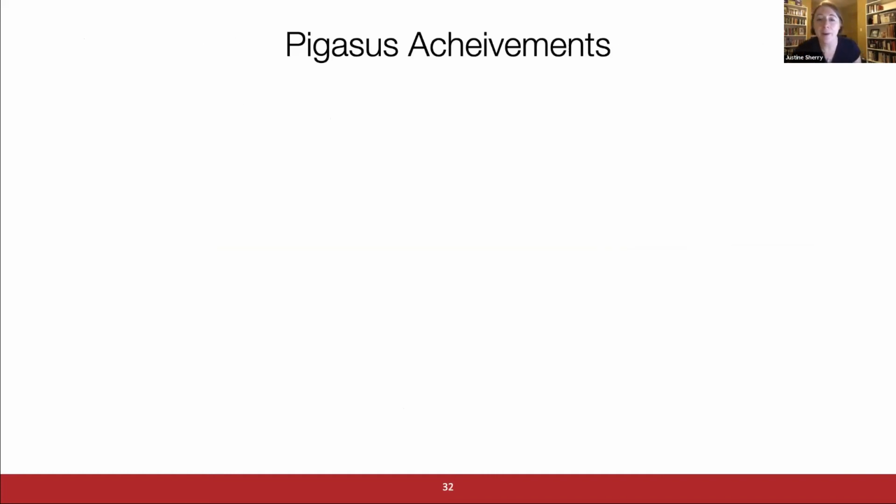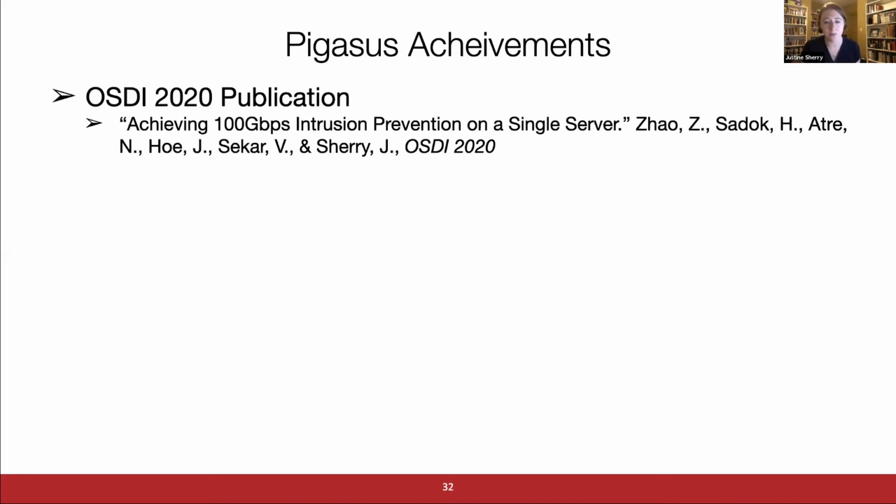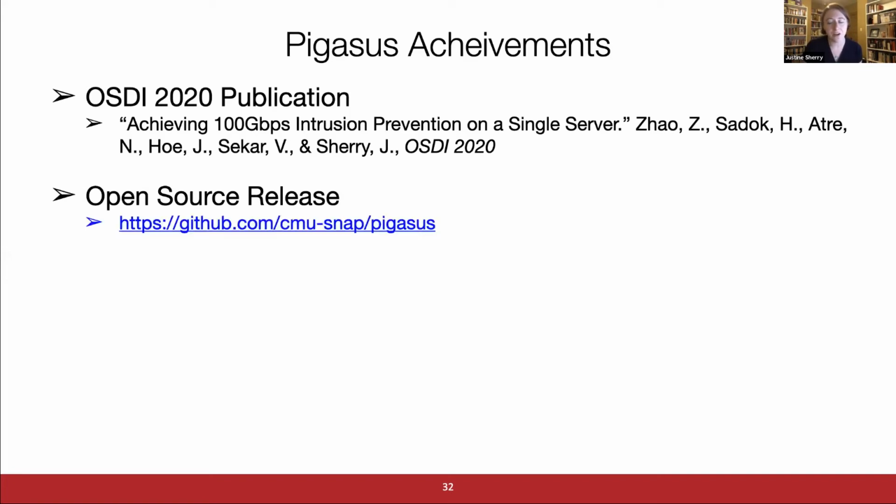Pigasus is among the projects for the Crossroads Center, one of the more mature projects. So if you want to learn a lot more, over the past year, we've had some big achievements. There's an OSDI 2020 publication that goes into some of the core systems and architecture designs that allow Pigasus to achieve its success. You can read that paper in the OSDI 2020 paper. There's also an open source release. You can go to pigasus-ids.org and go directly to the source code.